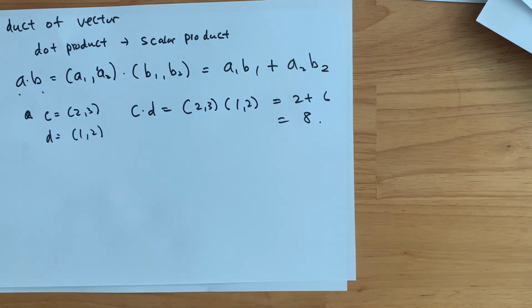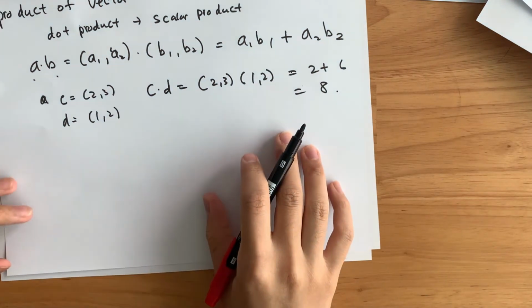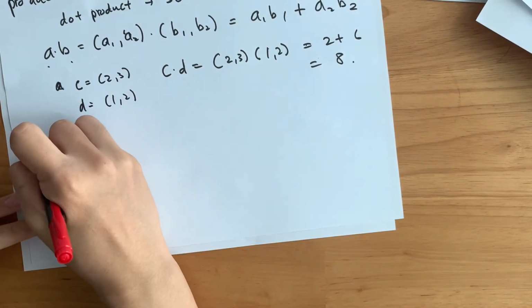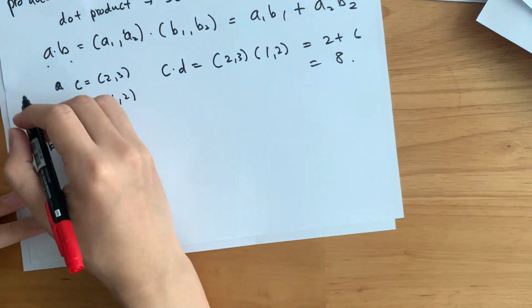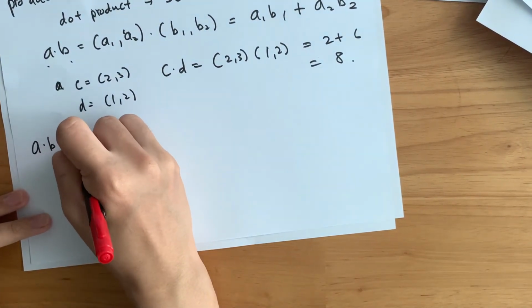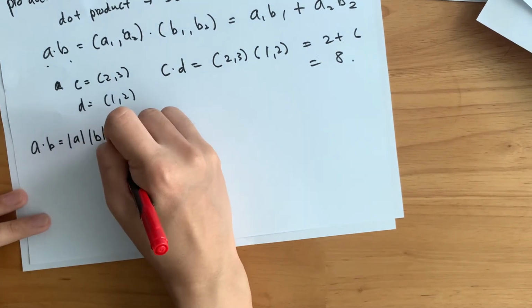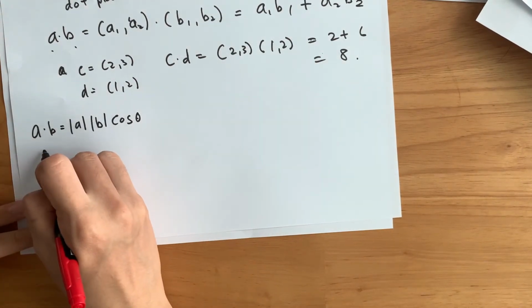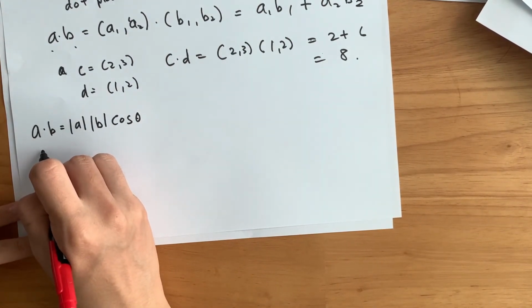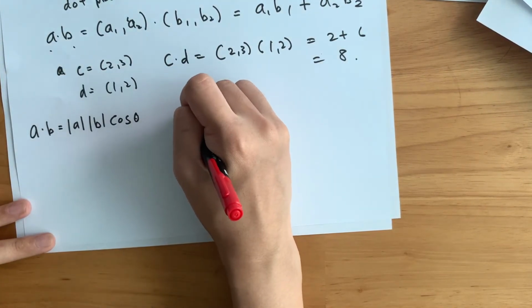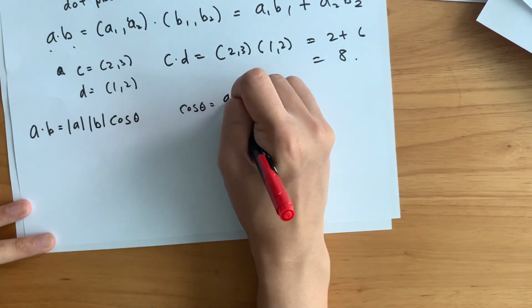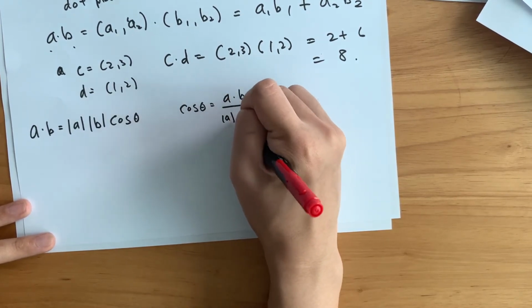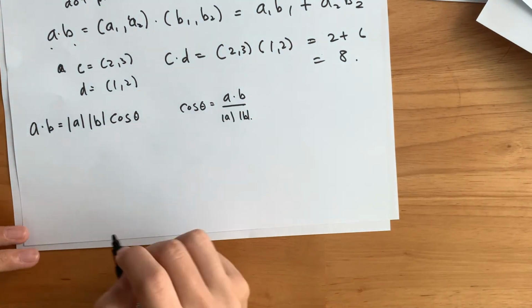Right, so I want to now tell you something very important. The equation for the dot product, whatever I told you here, is equal to |A||B| cosine theta. What this represents is that cosine theta is the dot product of A and B divided by |A||B|.